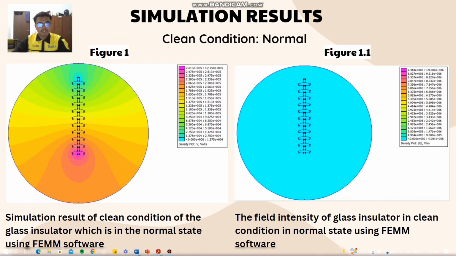So today I would like to present my part, which is the simulation result. Firstly, this is the simulation result of clean condition in normal state. In figure 1, this is the simulation result of the clean condition of the glass insulator in normal state using FEMM software. Next is figure 1.1, which is the field intensity of the glass insulator in clean condition in normal state. The blue region in this simulation is the field intensity.